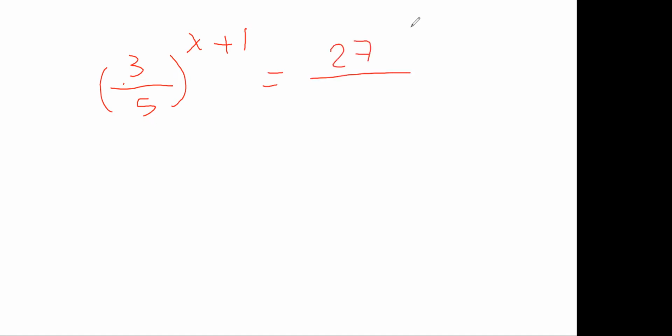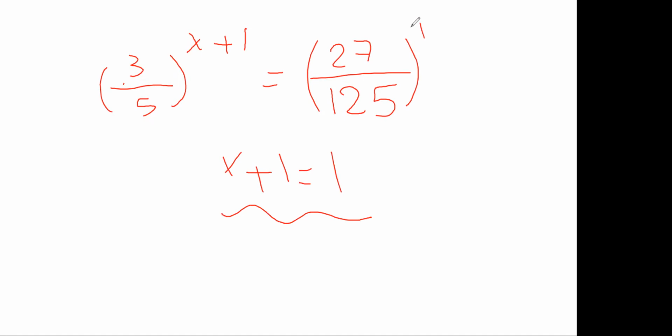Okay. If it is 3 over 5 power x plus 1 equals 27 over 125, the variable is up in the power, and the bases are not equal. I couldn't say x plus 1 equals 1. I couldn't use this rule, the power equals the power, unless the base equals the base. So the bases here are not equal. How to make the bases equal?